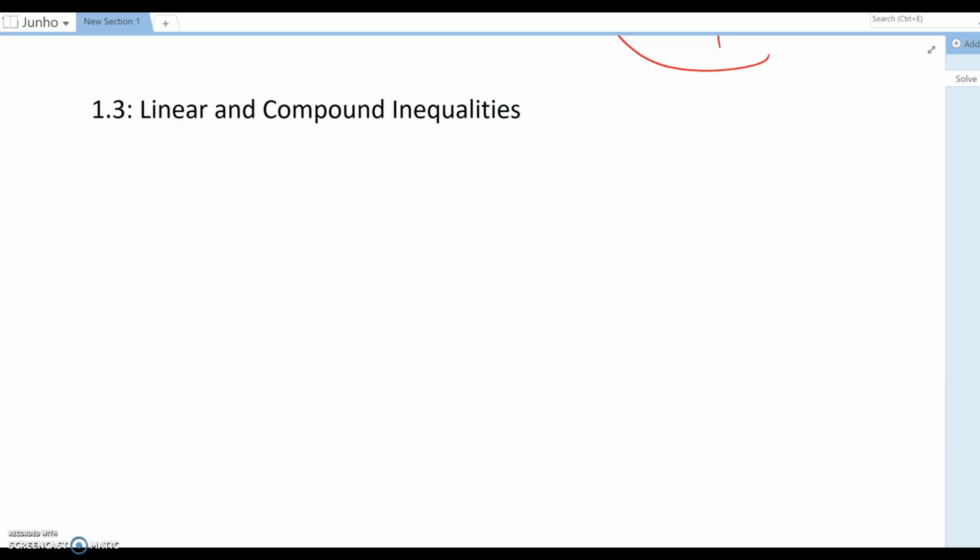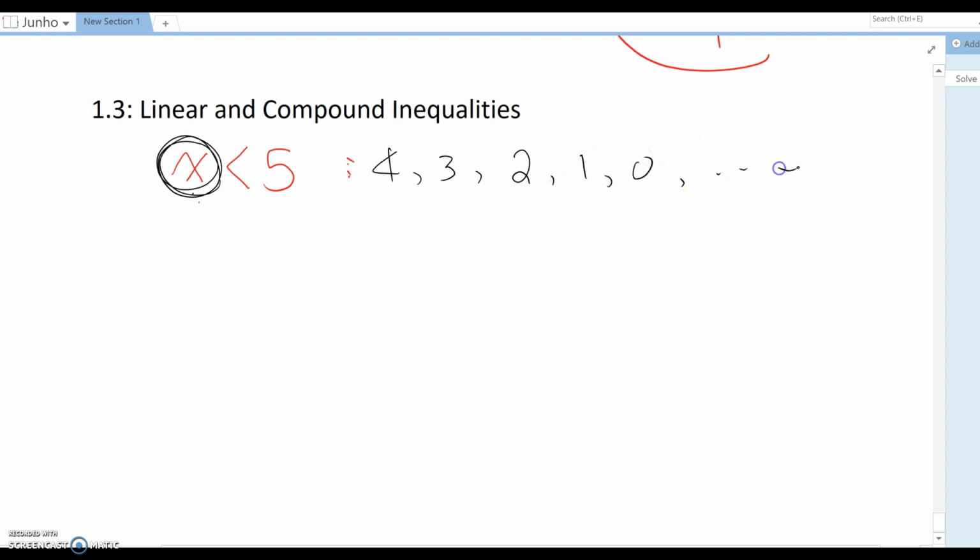I'm going to give you one simple problem, such as x is less than 5. What does that mean? What kind of x can be the answer for this problem? Unlike an equation, in this case x can be any value as long as it is less than 5, right? Such as 4, 3, 2, 1, 0, and so on.